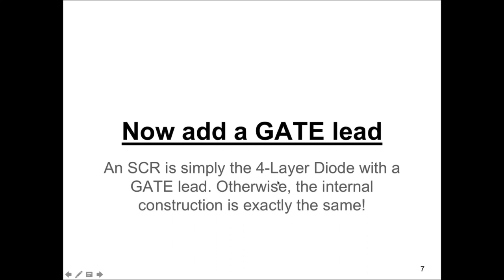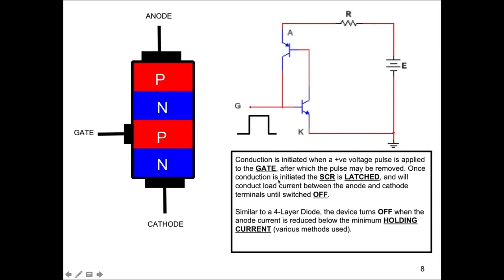Now let's add a gate lead. The SCR is simply the four-layer diode with the addition of a gate lead. Otherwise, internally, they are exactly the same thing. Here we have the four-layer diode, anode and cathode, with our gate lead here. Then internally, see how it's connected: the collector here and the base there are brought out to the gate lead to provide a gate pulse.